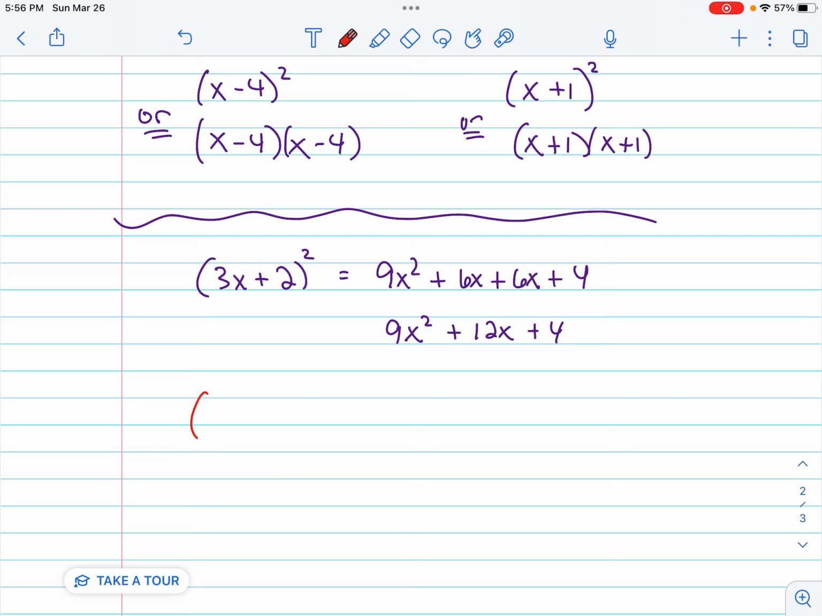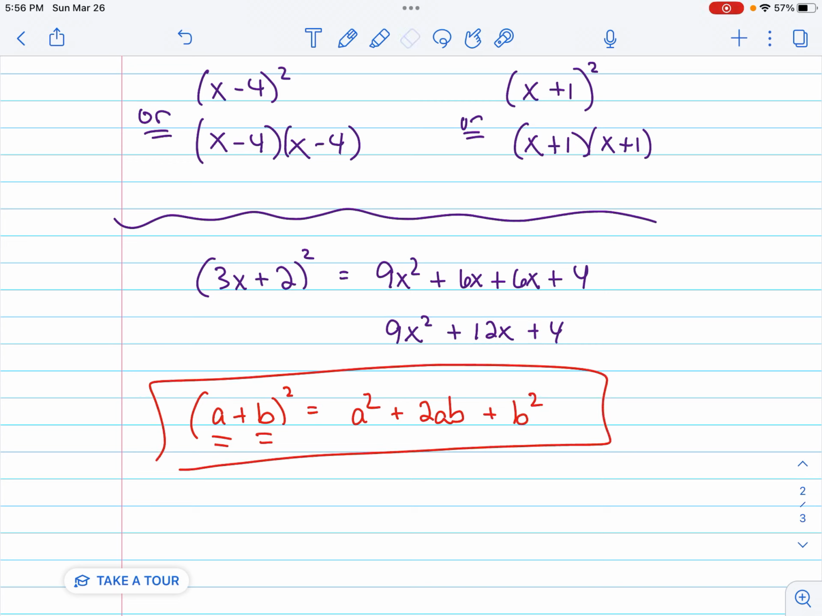The rule is this. I had this on my board also when we first learned this. If you have a plus b squared, that's equal to a squared plus 2ab, so you multiply both of those together and then double it, plus b squared. This is the rule that we're using. When we learned to multiply it, we were going this way. I gave you a plus b squared, and you told me it was a squared plus 2ab plus b squared. Now we're factoring, so we're going this way.